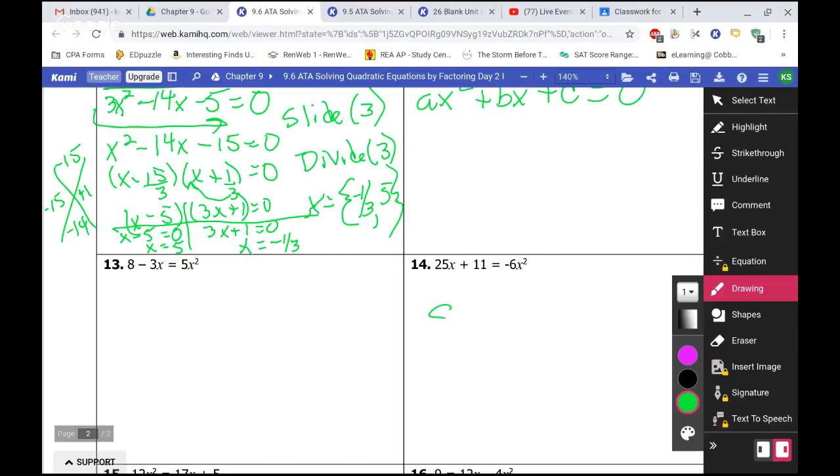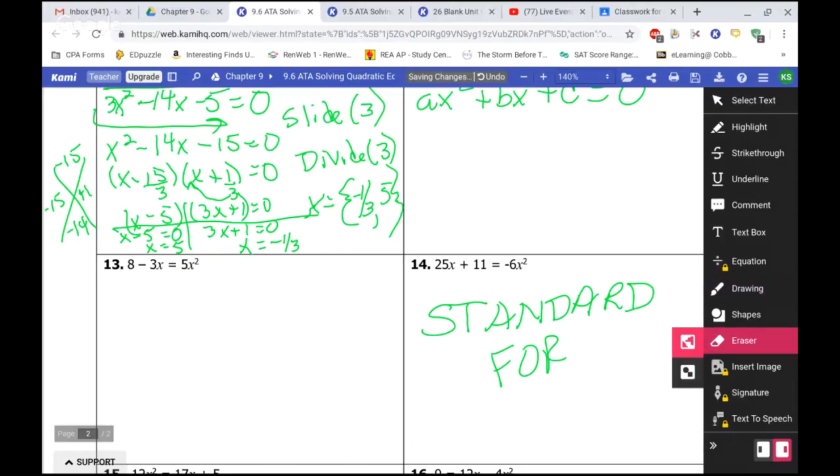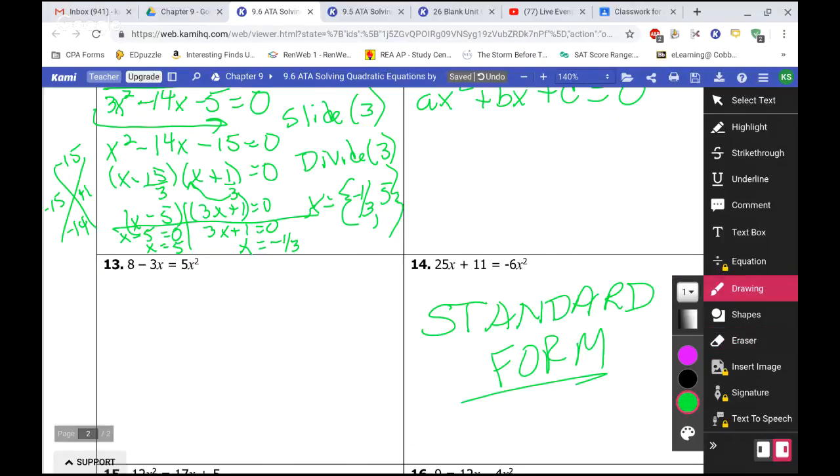The very first thing you want to do every single time is get it in standard form. That's why on that quiz, I asked you guys, what is the standard form? That's why I asked. You cannot do anything until it's in standard form. Here's standard form. It has to be in that form before you proceed to do anything else. So how do I get number 13 in standard form?